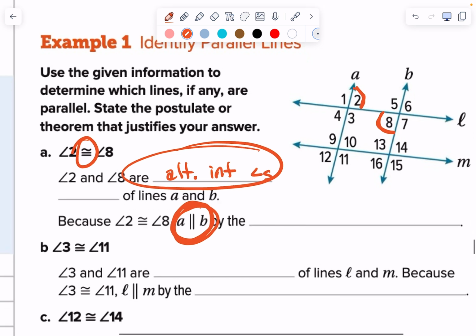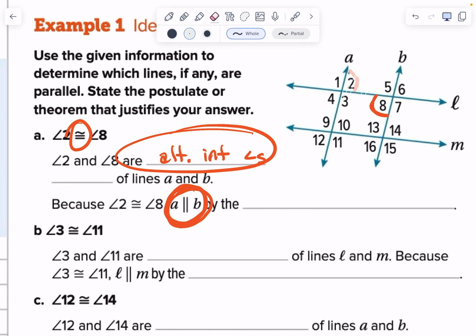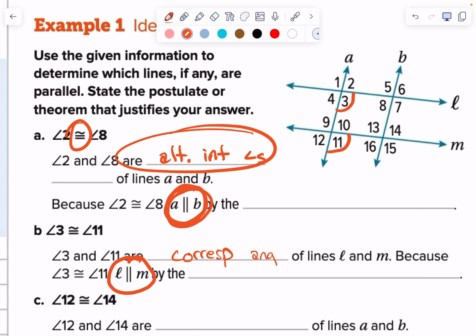Got it? Okay, if they tell me angle 3 and angle 11 are congruent, angle 3 is here, 11 is here. If 3 and 11 have the same measure, which 2 lines have to be parallel? L and M have to be parallel, okay? So L is parallel to M. They wrote that already. But what are 3 and 11? Corresponding. Okay? Good? Does that make sense? Those 2 important things: they're corresponding angles. That means L and M are parallel.